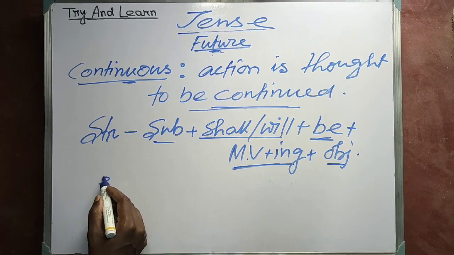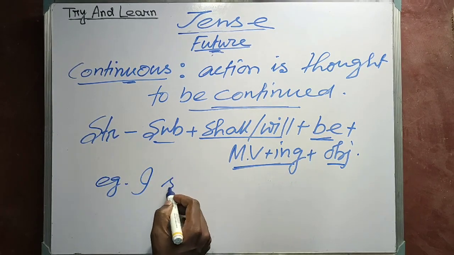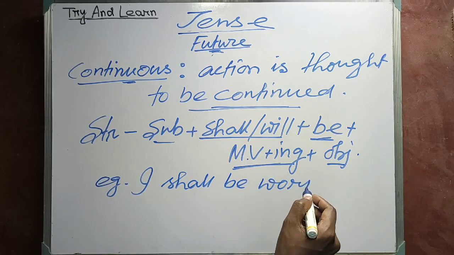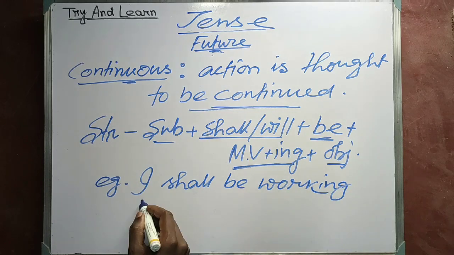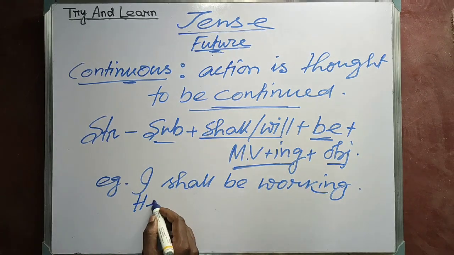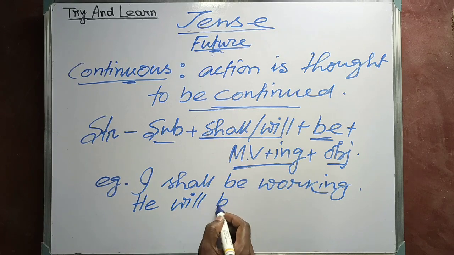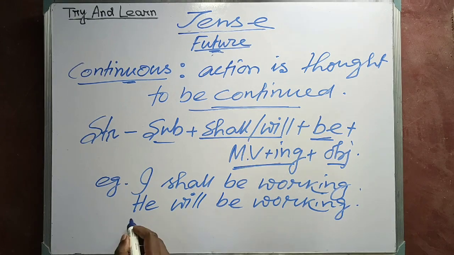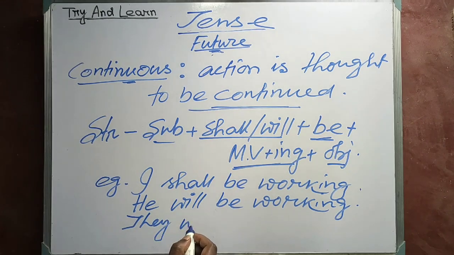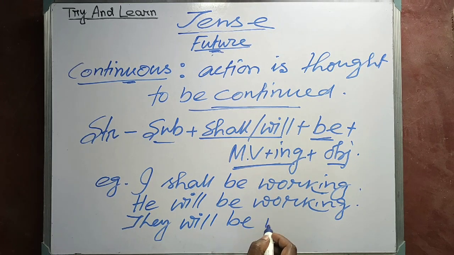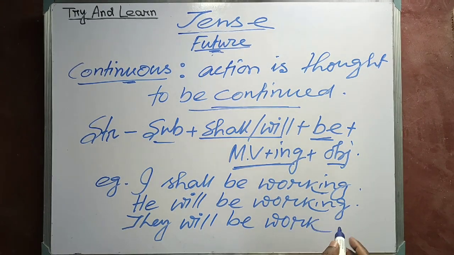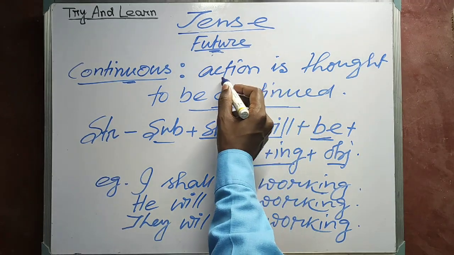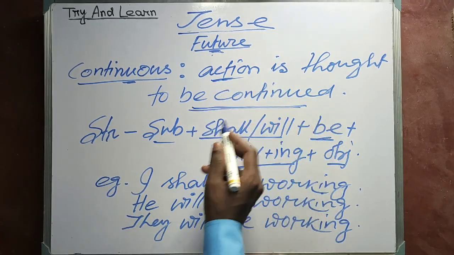Example: I shall, first person, be working. He will be working. They will be working. All these show some action which will be continued in future.